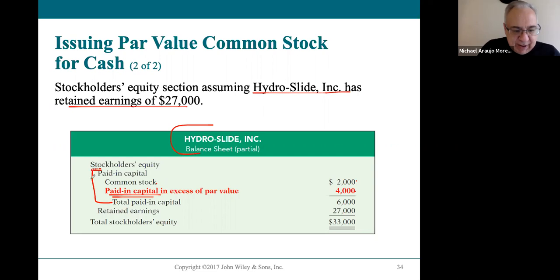When you're reading these balance sheets, you're going to notice paid-in capital is split into the par value for common stock, and anything over that is paid-in capital.